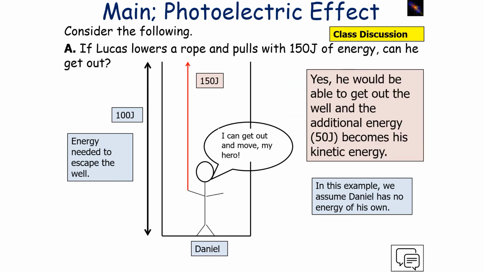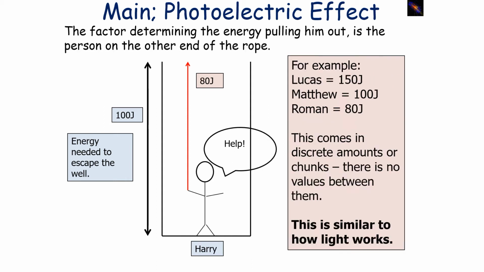But finally, if Lucas lowers a rope and pulls with 150 joules of energy, could he get out? Yes, he'd be able to get out of the well, and the additional energy, this 50 joules, becomes his kinetic energy. So it's important to note that the factor determining the energy pulling him out is the person on the other end of the rope. Now, this energy is coming in discrete amounts or chunks, and there are no values in between, which is very similar to how light and electromagnetic radiation works.